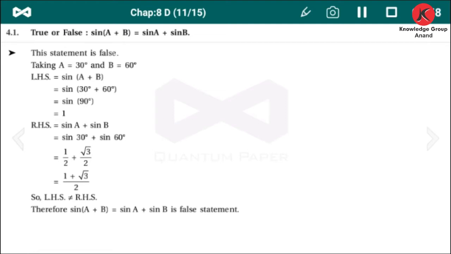Here the left hand side is not equal to the right hand side. Therefore the statement sin(A + B) is equal to sin A + sin B is a false statement. For other values, you can take them and calculate this sum.